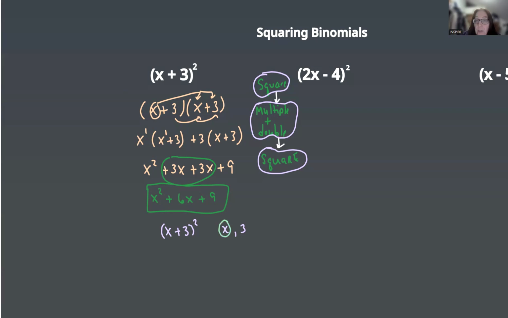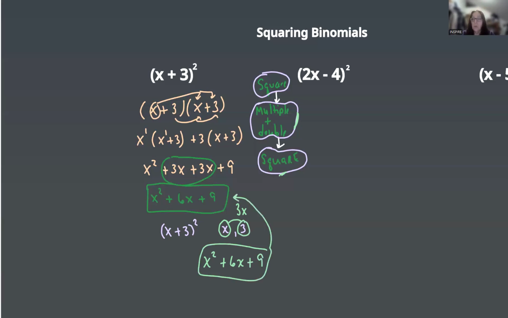The next thing you're going to do is multiply and double. So you're going to multiply the 2 terms together. 3 times x is 3x. And you're going to double that. 3x plus 3x is 6x. And then the last thing you do is square the last term. 3 times 3 is positive 9. And you can see I got the same answer as there.